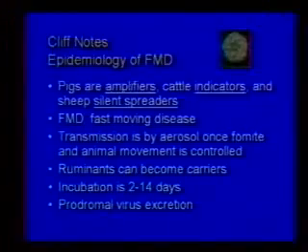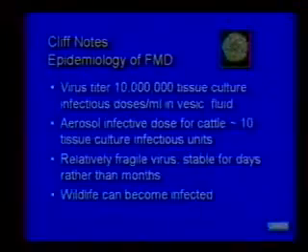Ruminants can in fact become carriers of this virus, and the virus is present within the pharynx of these animals, and it can be present there for up to a year in cattle. I've already said that it has a very short incubation period, and the other feature that's of importance relative to controlling this disease is that the virus is excreted quite often by an animal before clinical lesions are seen, and we call that prodromal virus excretion.